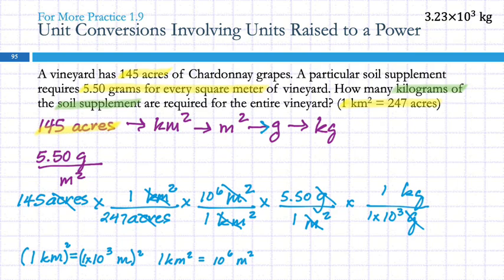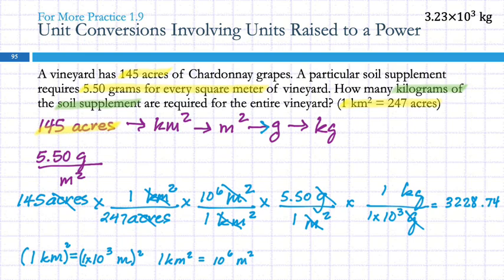And now we just need to calculate. 145 times 1 divided by 247 times 1 EE6 divided by 1 times 5.50 divided by 1 times 1 divided by 1 EE3 equals. I'm running out of space. Without looking at the answer that I accidentally popped up on the top.